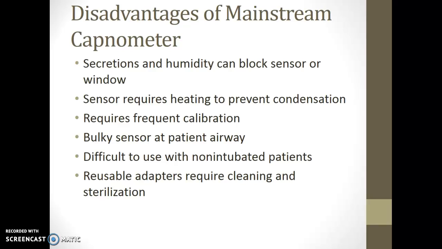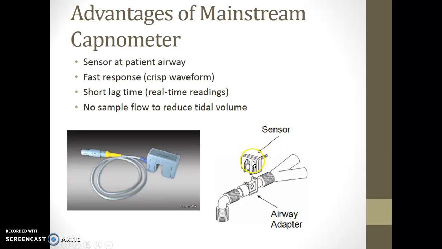The sensor does require heating to prevent condensation. It requires frequent calibration, and again, we're going to calibrate it to room air, which should calibrate to about 0%. It's a very bulky sensor at the patient airway, so let me go back to that picture again. You'll see this is a sensor that goes right onto the patient's airway, so it is kind of bulky and it is kind of heavy. So this is what it looks like here, a real picture of what it would look like going right between the endotracheal tube and the circuit.